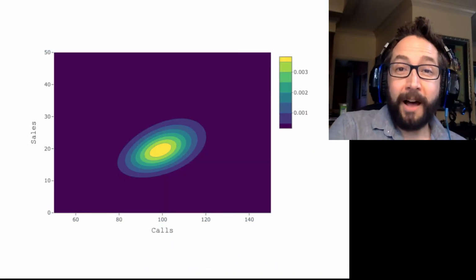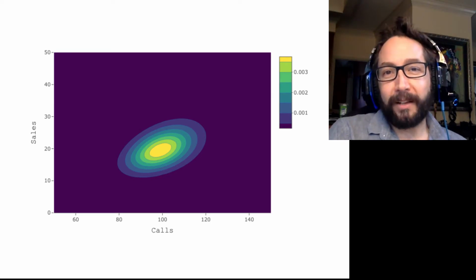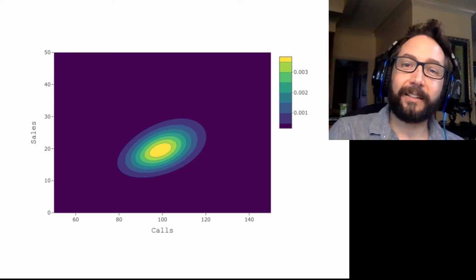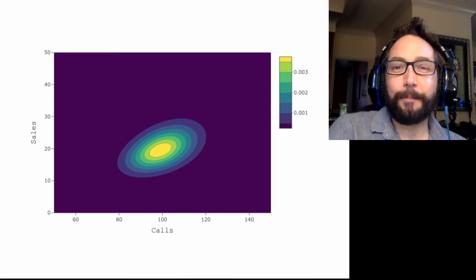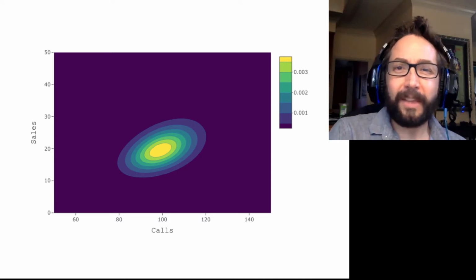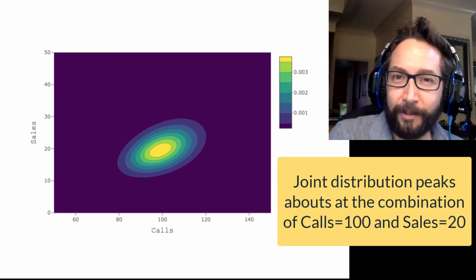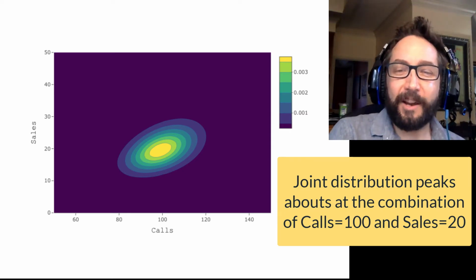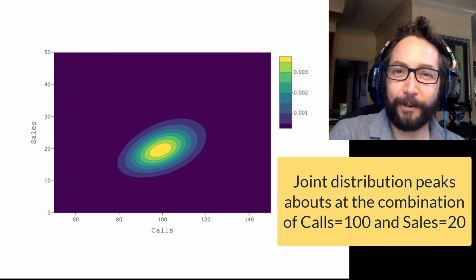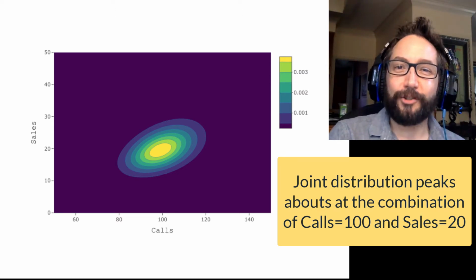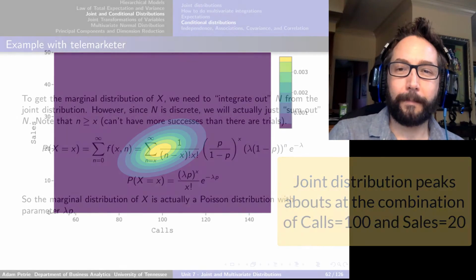If we were going to make a plot of that joint distribution, we could do so. It looks like a tilted ellipse, but it lets us know what combinations are more likely, what combinations are less likely. And so we can see that the peak of this distribution really is having a number of calls of 100, the average of that Poisson, and the number of sales of 20. Basically, the chance of success for each call times that average number of calls.